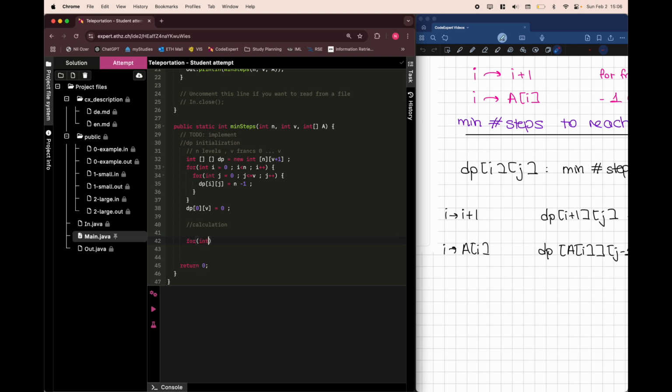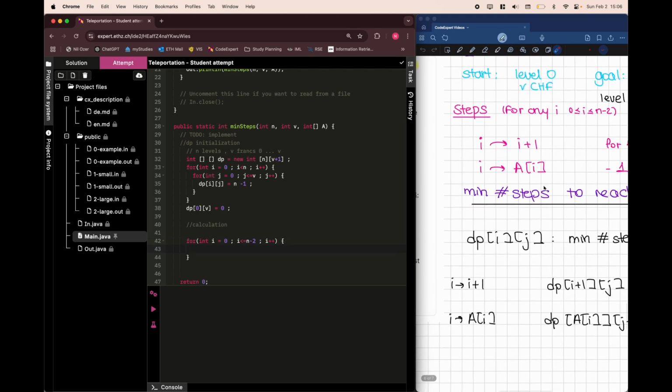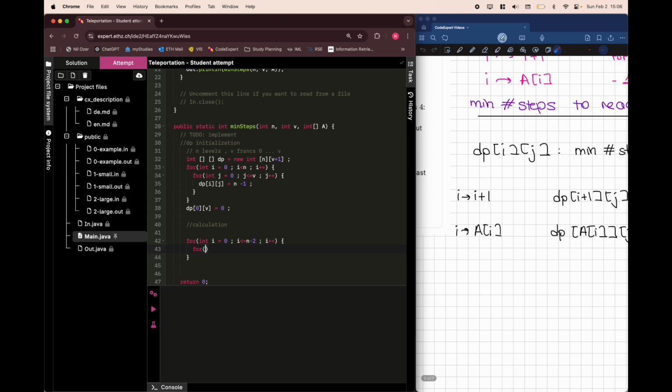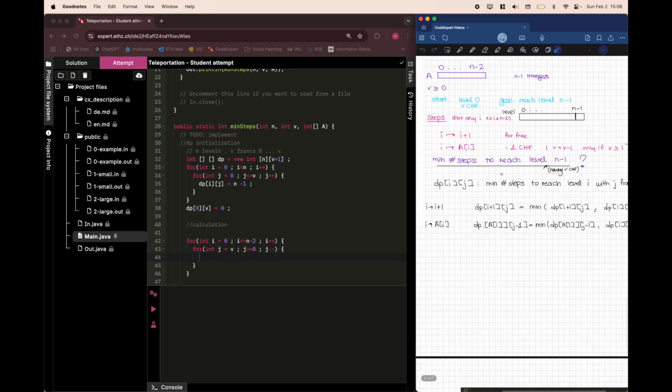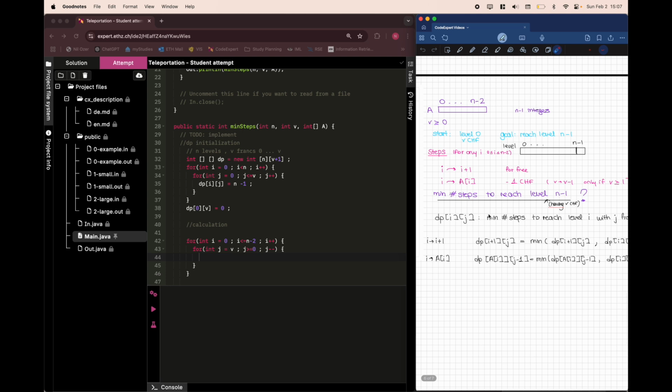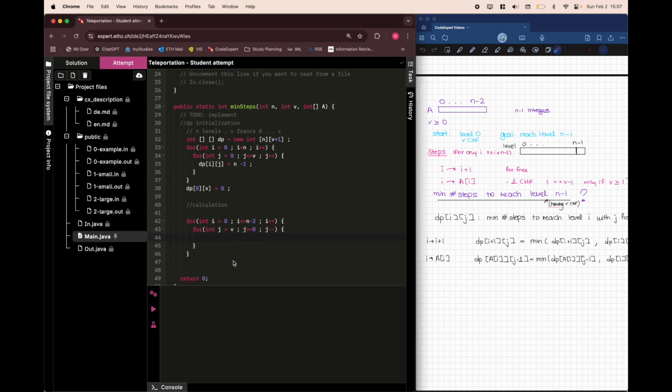So we know that it's increasing i, starting from 0, going to n-2. The why will be more clear. And we start with v francs, the francs can potentially go to 0, and j minus minus. So we do this by increasing i and decreasing j.